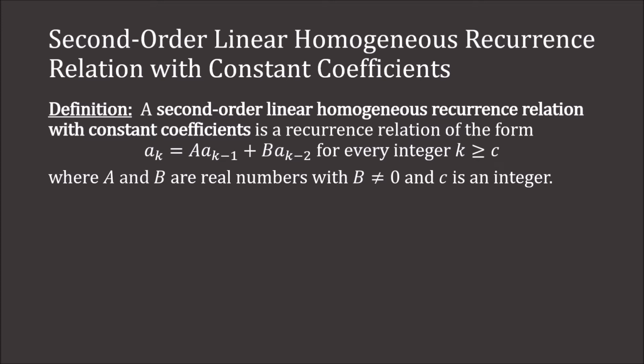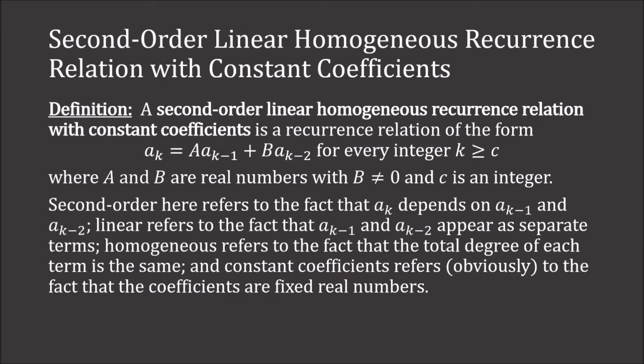So the second order here refers to the fact that a sub k depends on a sub k minus 1 and a sub k minus 2. Linear refers to the fact that these two terms appear as separate. Homogeneous refers to the fact that the total degree of each term is the same. And constant coefficients obviously refers to the fact that the coefficients are fixed real numbers. That is, they don't vary with the subscript.